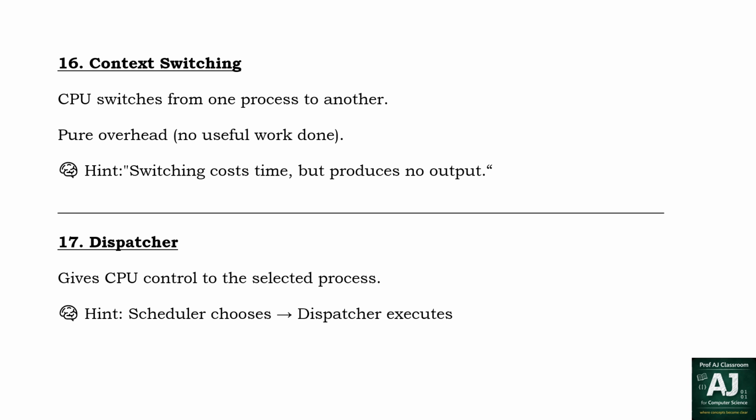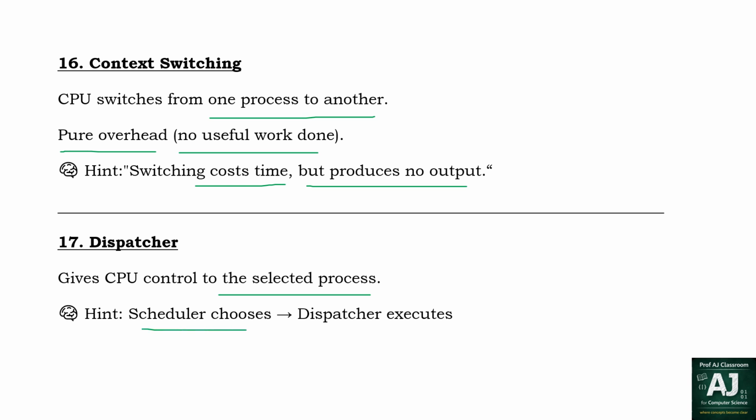Next, context switching, which is the CPU switches from one process to another. It is a pure overhead, that is no useful work done. Hence, context switching costs time but produces no output. Next, dispatcher, which gives CPU control to the selected process. Hint, scheduler chooses, dispatcher executes.